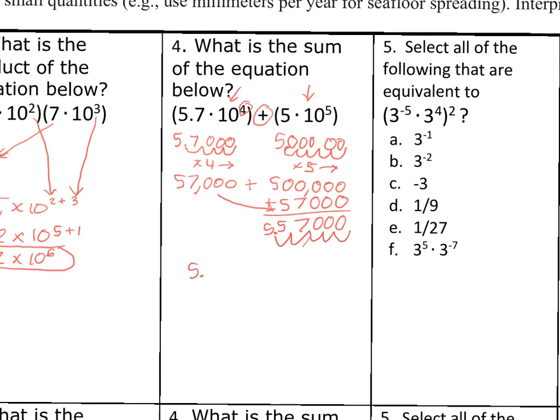So we got 5.57. The rest of the zeros don't matter after the decimal. Times 10 to the number of places the decimal were moved. So they were moved 1, 2, 3, 4, 5 times. So we have 5.57 times 10 to the fifth power as our final solution.